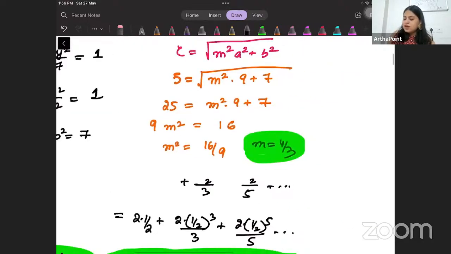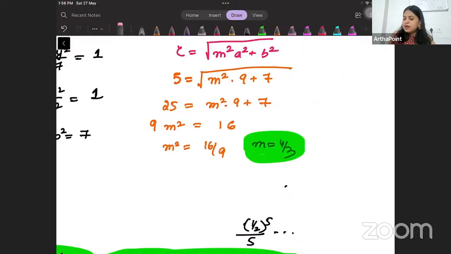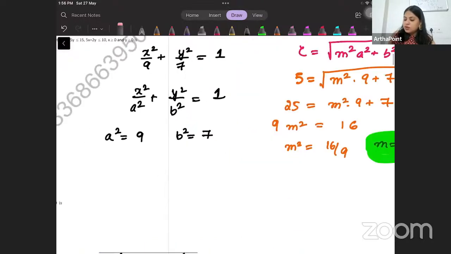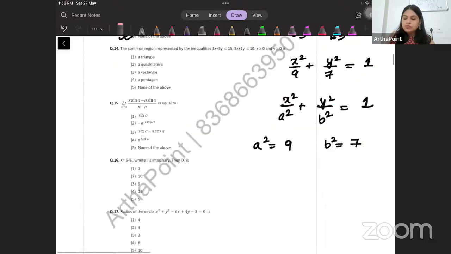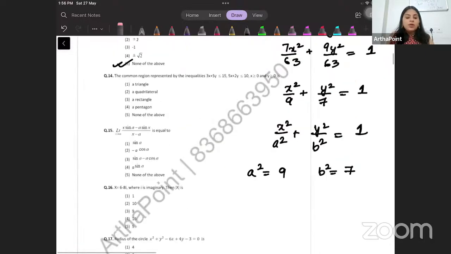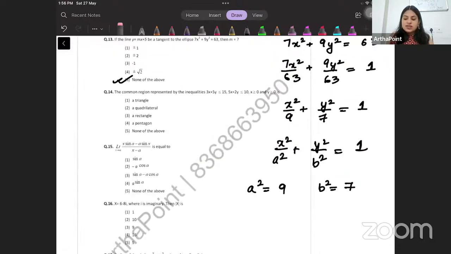Because m will come down as under root of 16 by 9, which is plus minus 4 by 3, right? So the answer should be 5. Okay, so that's the answer to this question. Now let's come down to question number 14. It is linear programming, so I'm not going to solve that. You can look into this question and find the solution yourself.